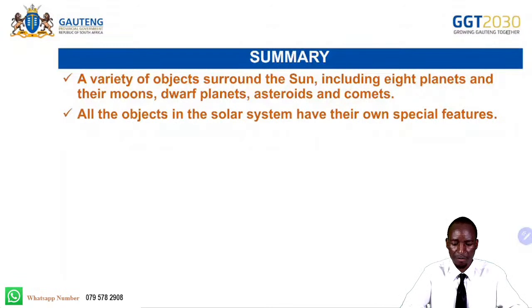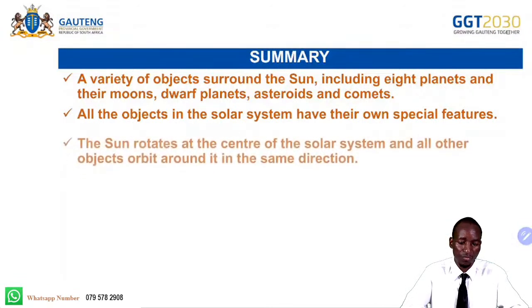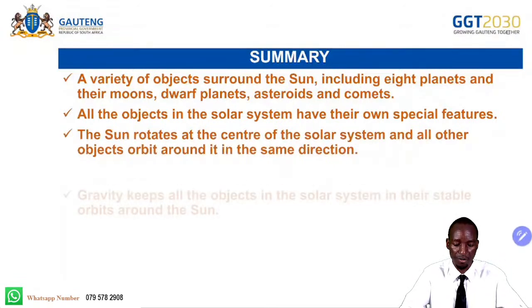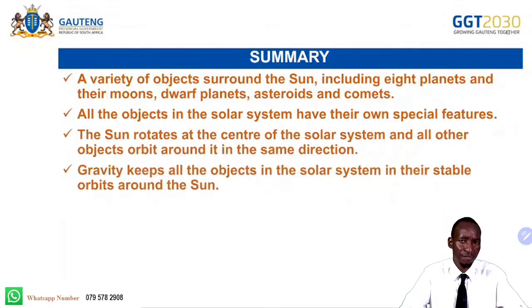The sun rotates at the center of the solar system and all other objects orbit around it in the same direction. The sun is found at the center of our solar system. Recall that. Then we've got the force of gravity, which keeps all the objects in the solar system in their stable orbits around the sun.